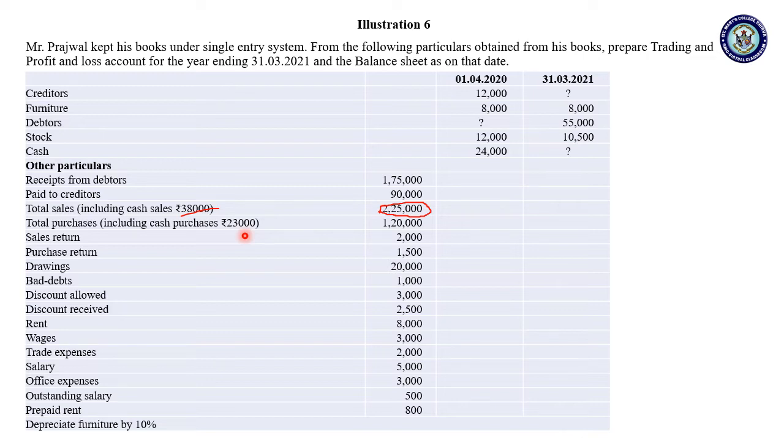Now you have to pass the journal entry for cash sale and credit sale. First, we'll pass the journal entry for cash sale. When you sell the goods for cash, you receive the money. So the journal entry will be cash account debit to sales account.